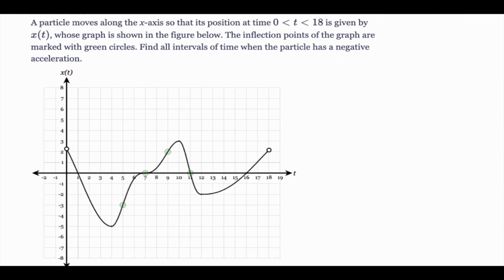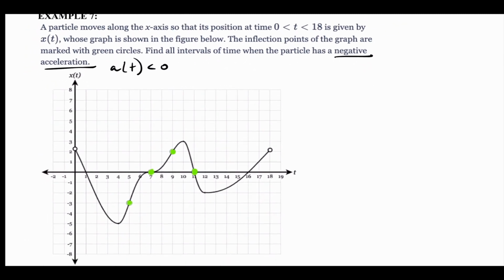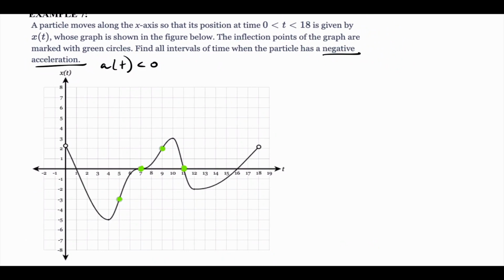Okay, so try number 7. We haven't done negative acceleration, but you can do it using the negative acceleration. So they want to know, when is acceleration less than 0? Okay, so I want you to try this one on your own, see what you get. These are the inflection points. Okay, try that on your own. I'll give you a few minutes and then we'll go over it. Again, just try the best you can.